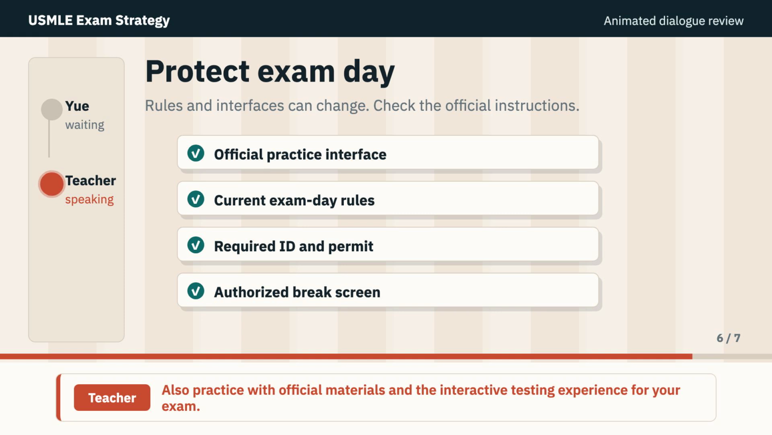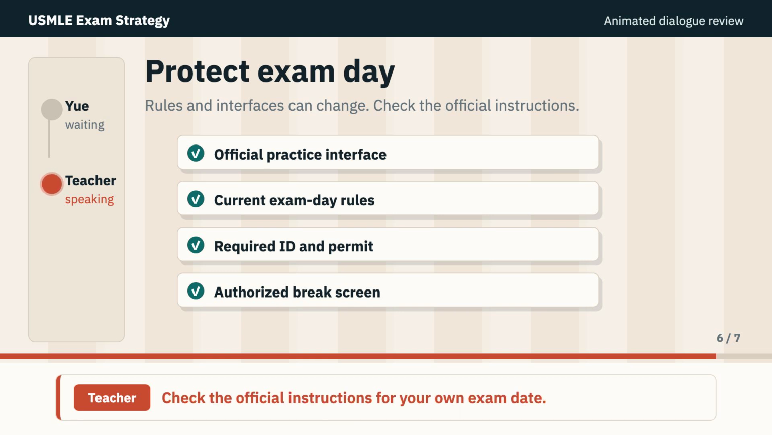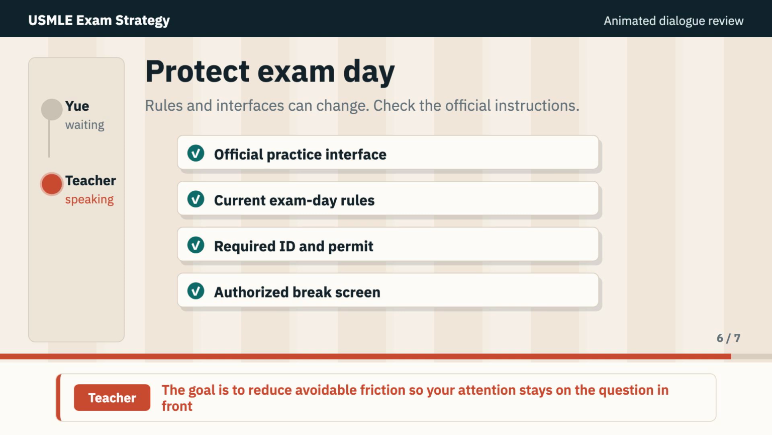Also, practice with official materials and the interactive testing experience for your exam. You are practicing content, but you are also practicing the software, timing, and rhythm of moving through questions. Exam day rules, block formats, tutorial time, break time, identification rules, and test center rules can change. Check the official instructions for your own exam date. On breaks, follow the official break screen and test center rules. Do not rely on memory from another person's exam day. The goal is to reduce avoidable friction so your attention stays on the question in front of you.